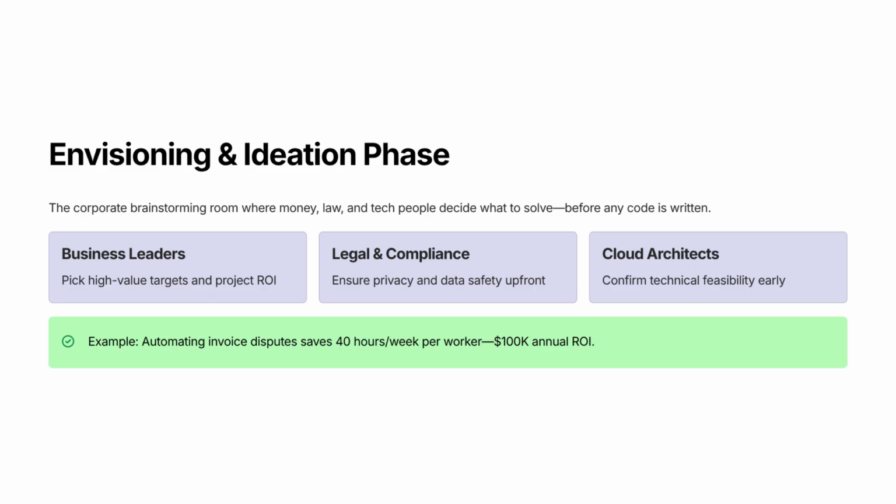In the envisioning phase, you bring the billing manager, an Azure cloud architect, and a data privacy attorney into a room. The tech person says, "We can use an AI model to read the email and grab the receipt." The legal person says, "Great, but ensure the customer's credit card number is blurred out for safety." The finance person calculates that automating this single step will save 40 hours a week per worker, returning $100,000 to the department budget annually. You log this as a premium, low risk, high value target for automation.